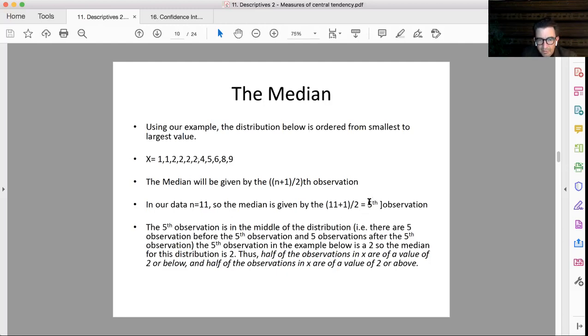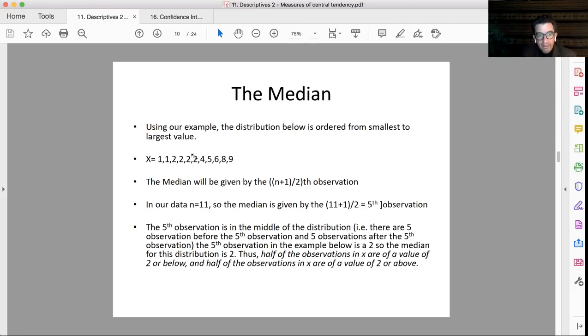So disregard this, I'm going to change it. It should be 6. But the value is 2. Now, notice that the value is 2. We didn't calculate this in any way. We just order it and we look for the value that is in the middle. If we take that value, we have an equal number of values to the right of it and to the left of it. The median is the value that divides the distribution in exactly 2 identical halves.